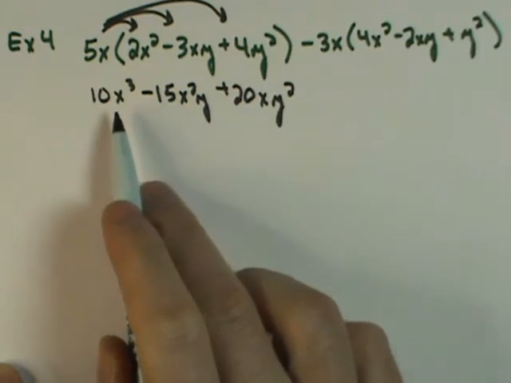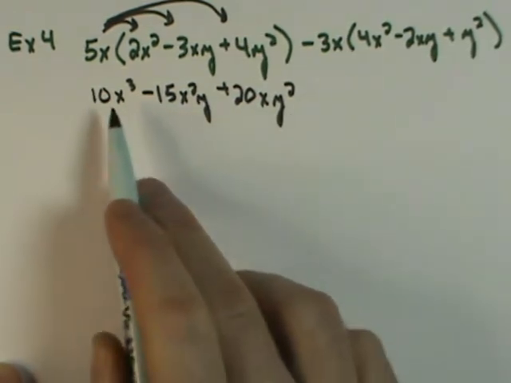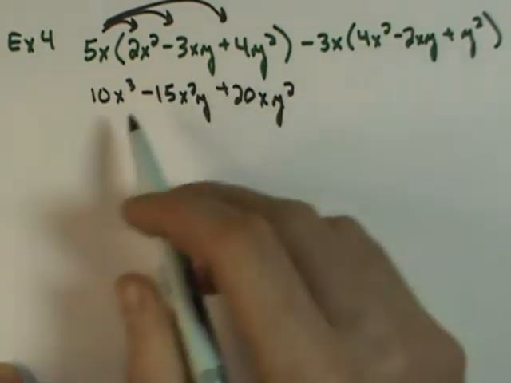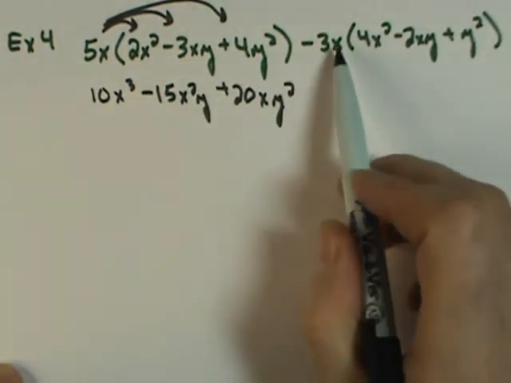Again, we tend to have our variables in alphabetical order, and we do like to write them from the most powerful to the least powerful, descending order. I move to the second part.